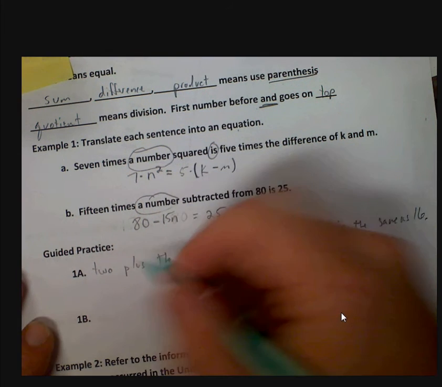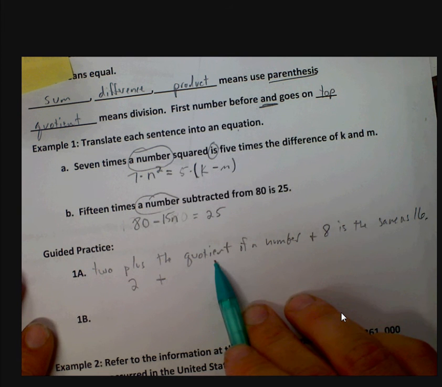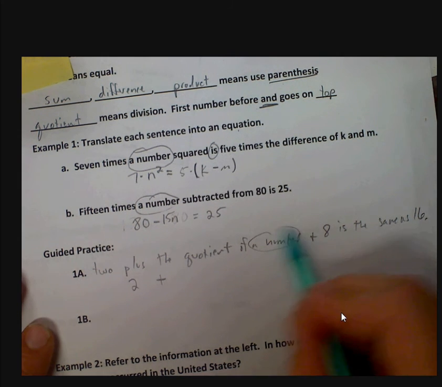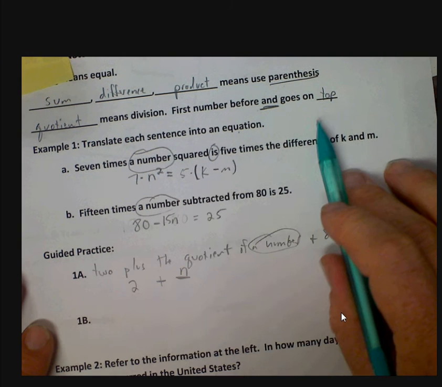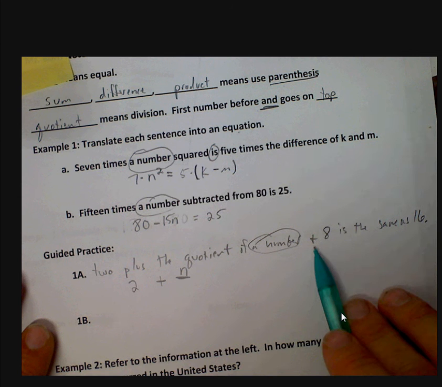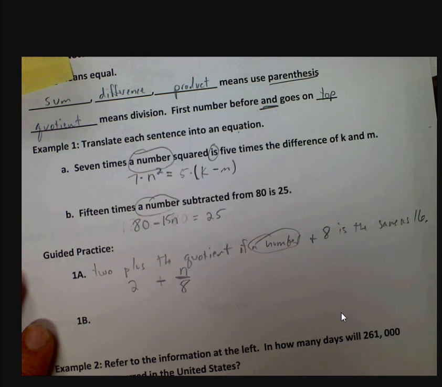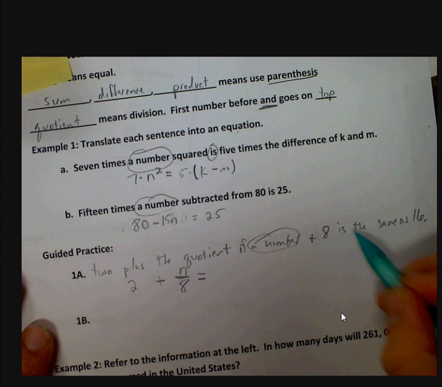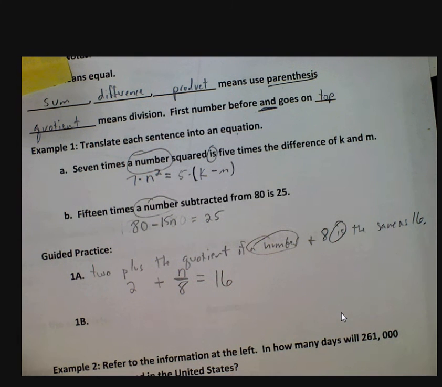2 plus the quotient, so 2 plus, quotient means division of a number. That's my letter n. Quotient means division of a number, and I told you up here that the number in front of the word and goes on top. The quotient of n and 8 is the same as, is means equals, 16. That would be my algebraic expression.